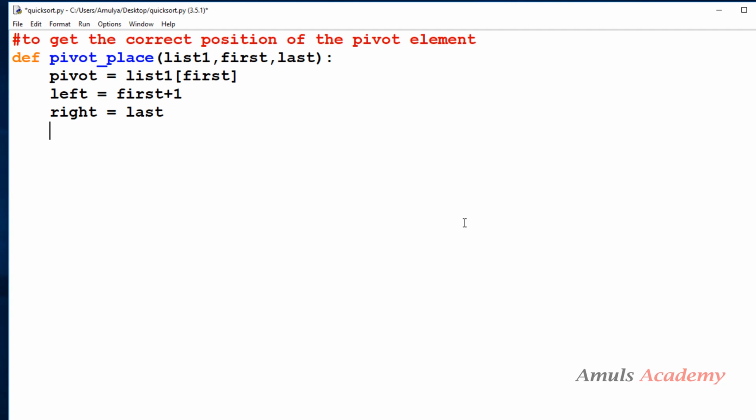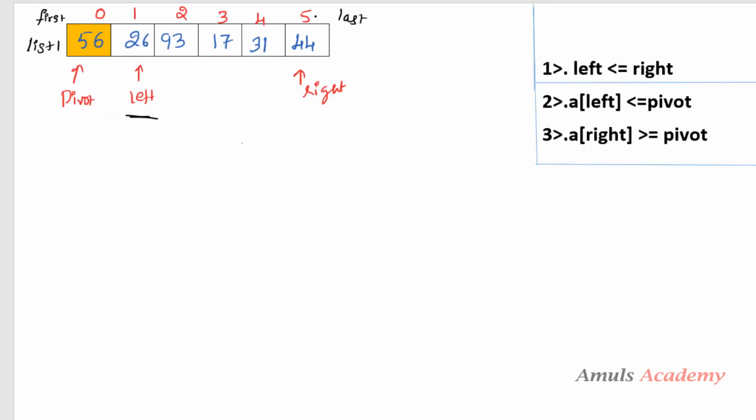Correct, right? Here we can see this is last and this is first plus 1. Okay, 0 is first here, so we want left as 1, so that is nothing but first plus 1. So next I have left, right and pivot. Now I need to check this condition, right?